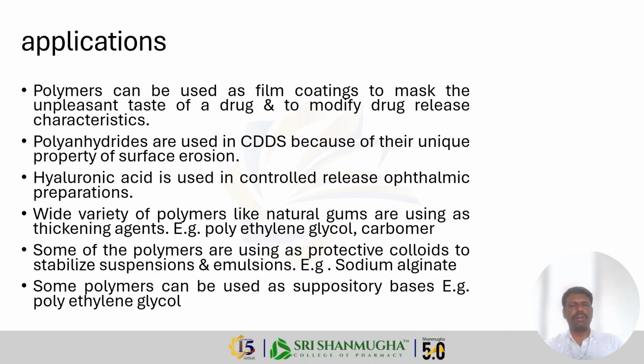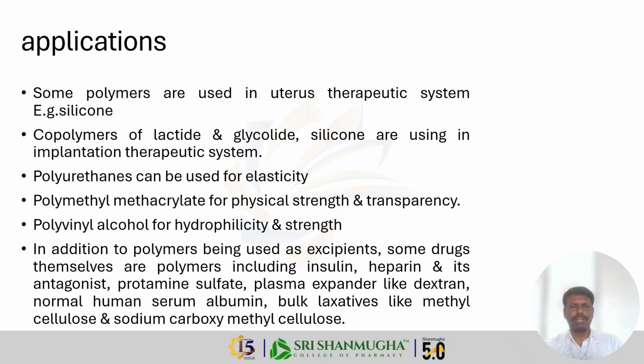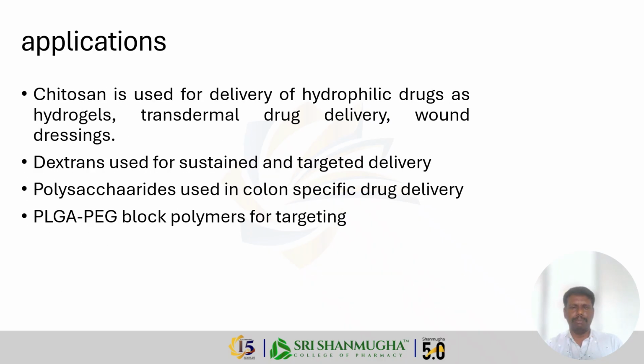Polyanhydrides are used for surface erosion systems. Hyaluronic acid is used in ophthalmic controlled release. The natural polymers act as thickening agents and protective colloids. Then, the polymers are used in uterine systems, implants, and elasticity-based applications. Some polymers provide strength, transparency, or hydrophilicity. Certain drugs themselves are polymers, such as insulin, heparin, dextran, and albumin.